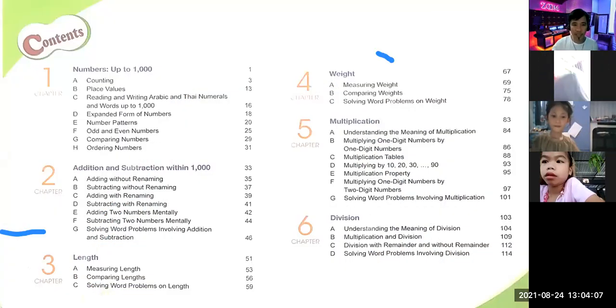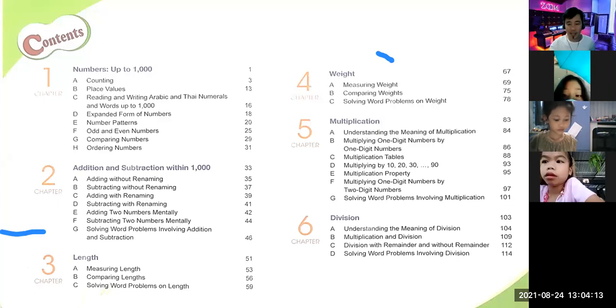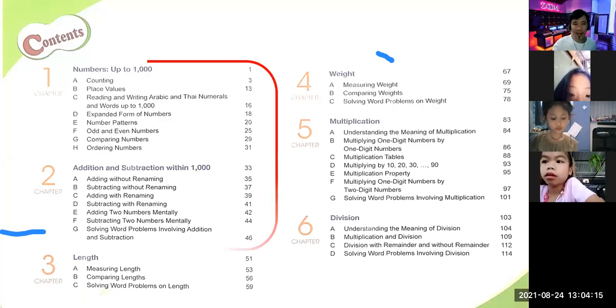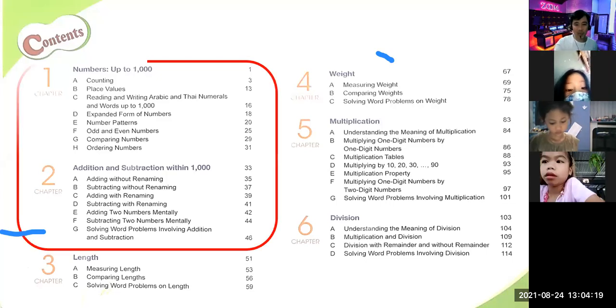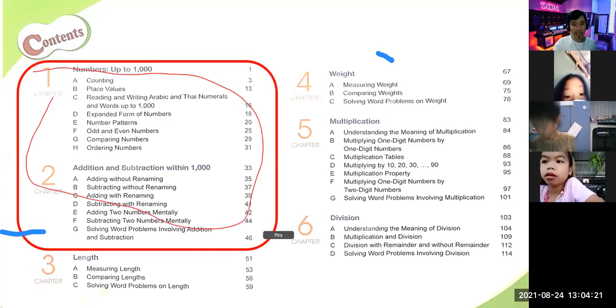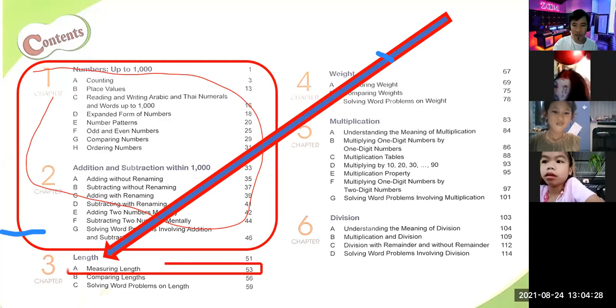In chapter 1, we have numbers up to 1,000. In chapter 2, addition and subtraction within 1,000. And we are done with this already, right? We are finished with chapter 1 and chapter 2. And now we are in chapter 3 about length, where we will be focusing on measuring length.